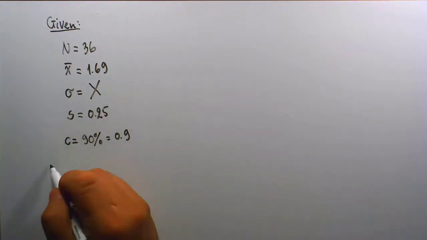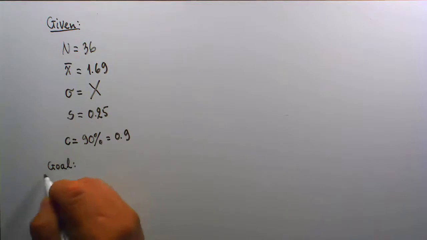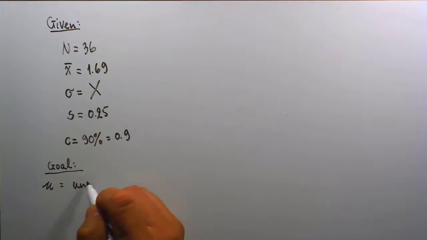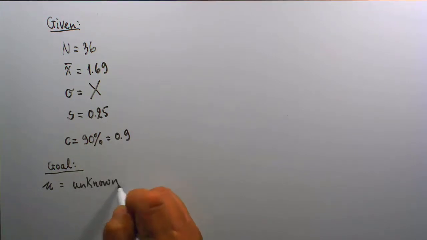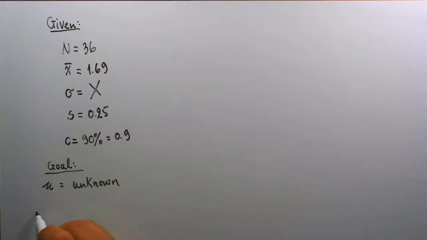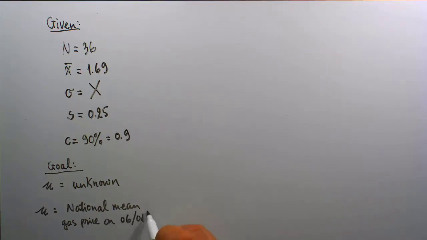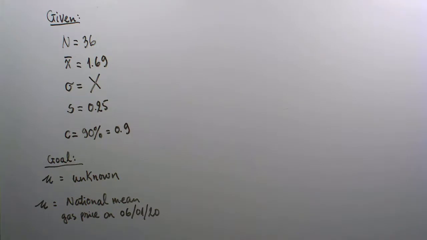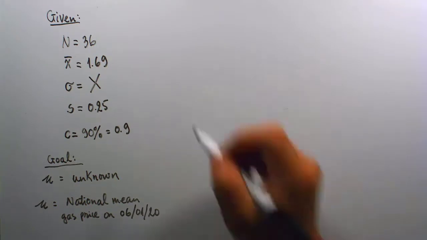Same goal, we are estimating mu because mu is unknown. Our population mean value is unknown. But what population mean value is this? Or what does mu represent? Mu represents the national mean gas price on June 1st. All right, and so now we are ready for tackling down the problem.